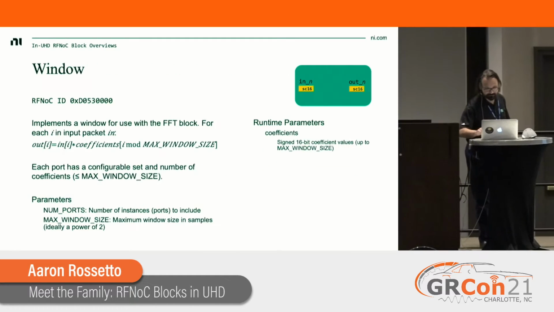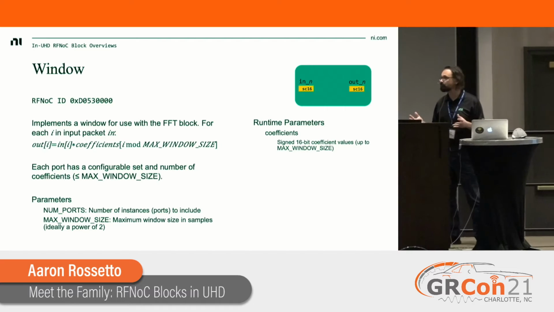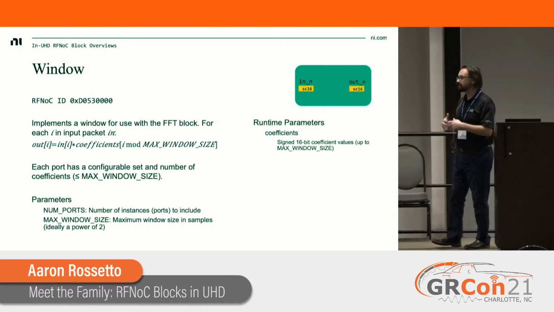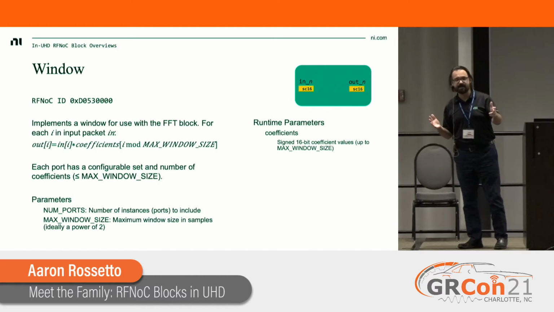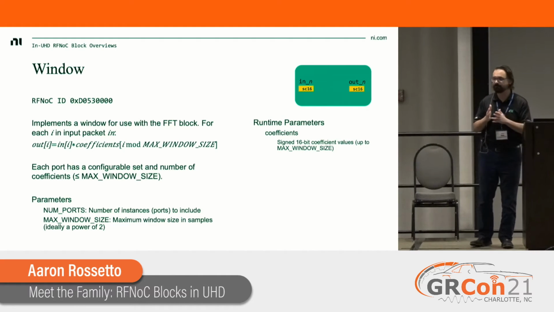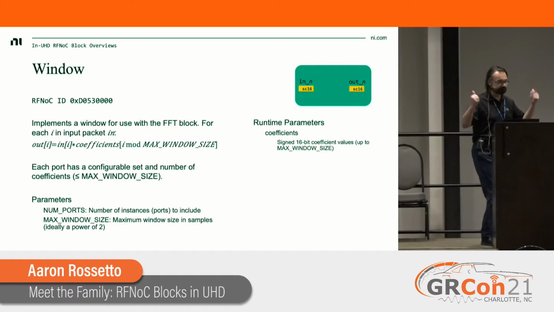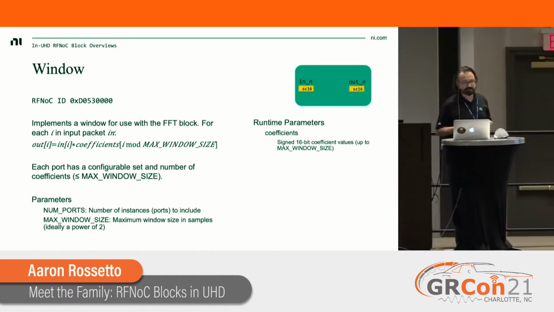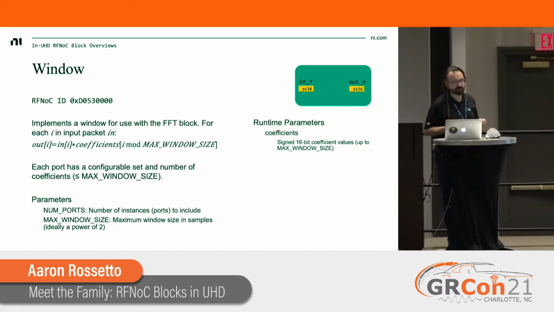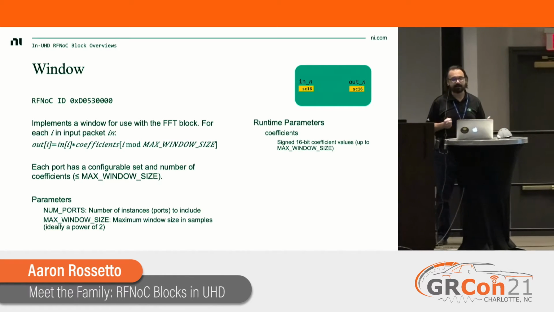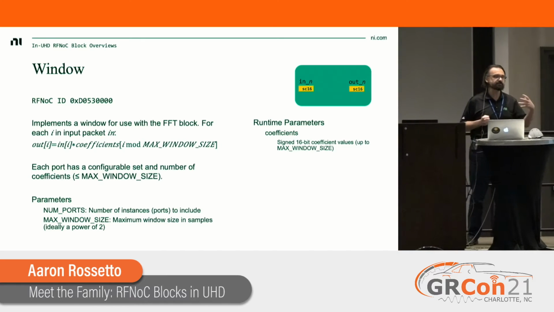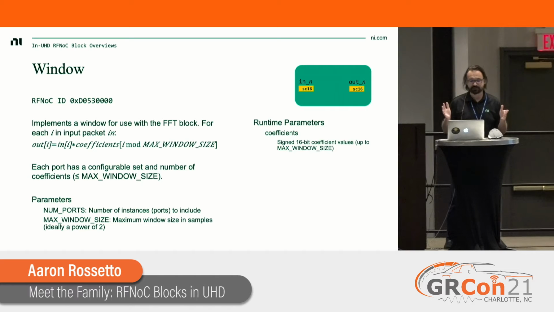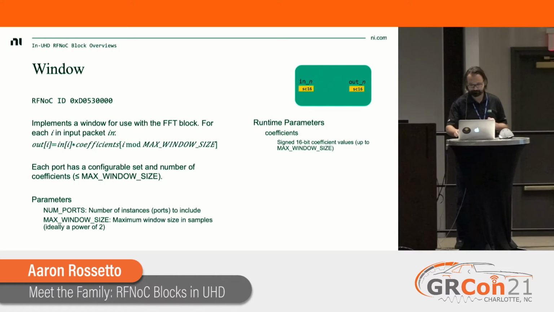Cool. And then there's your standard window function typically used before an FFT. Does exactly what it says. For each input sample, it multiplies it by the window coefficients and then outputs the result to the output. You can set the maximum window size in samples, which you'd want to make a power of 2, and that would give you some control over the number of registers that are used to store the coefficients.